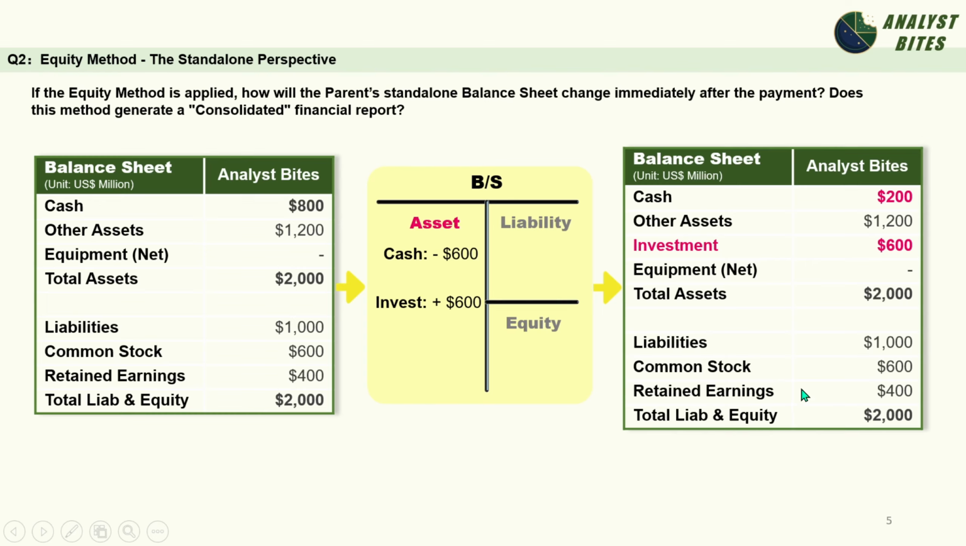At the exact moment of the purchase, the parent's total assets, total liabilities, and equity haven't changed at all compared to before the deal. To answer the last question, because the equity method doesn't involve adding the subsidiaries' assets and liabilities line by line, there is no separate consolidated report. The parent's single report is the final result. Question 2 solved.